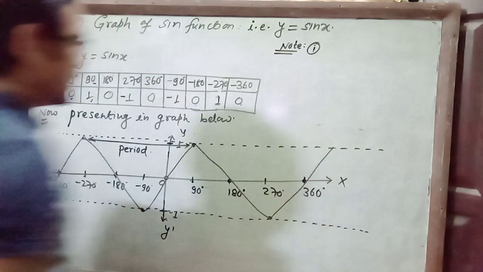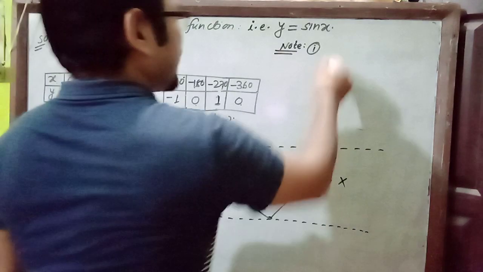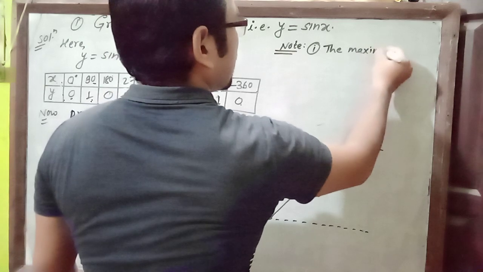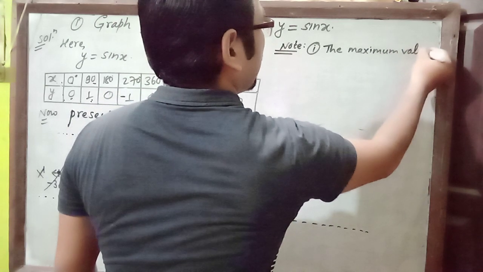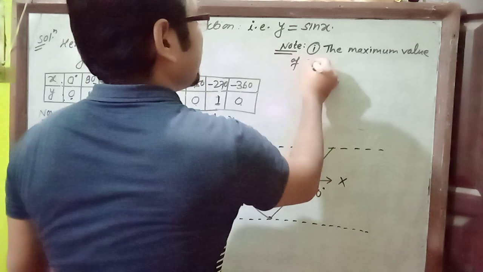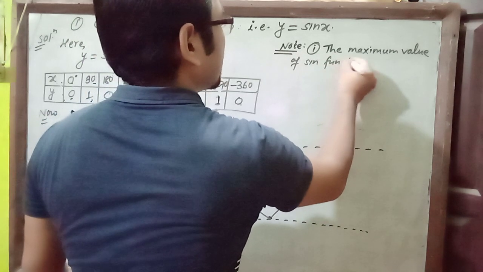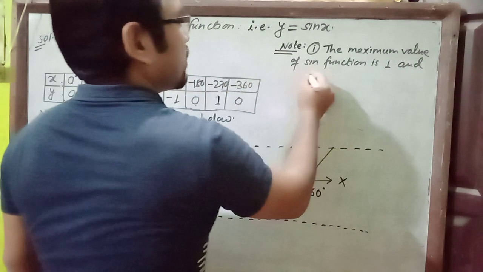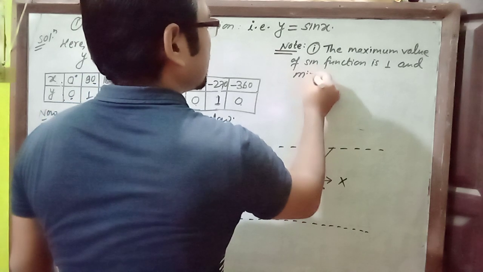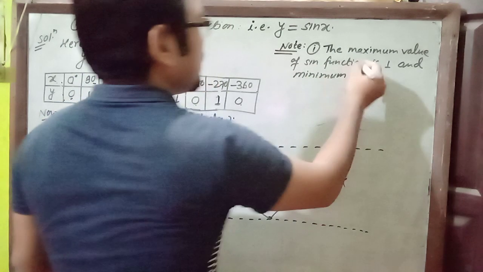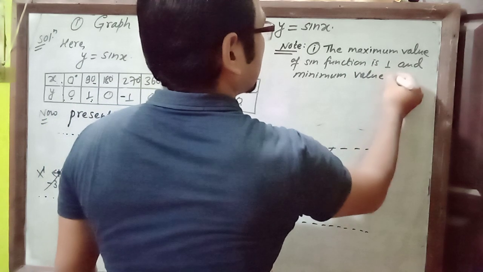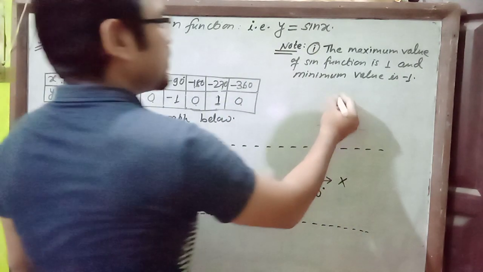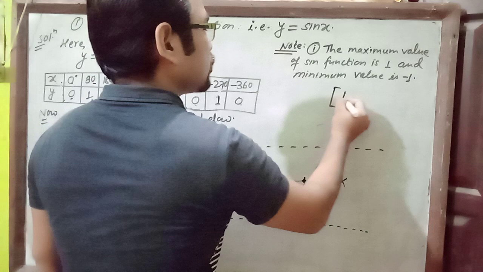First number we can write the maximum value. We can say the maximum value of sine function is +1 and minimum value is -1. Otherwise, the values of sine function lie from +1 to -1.